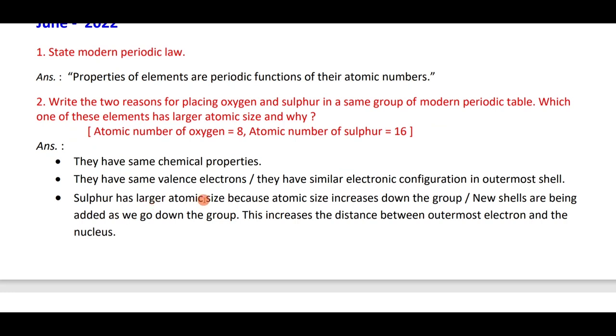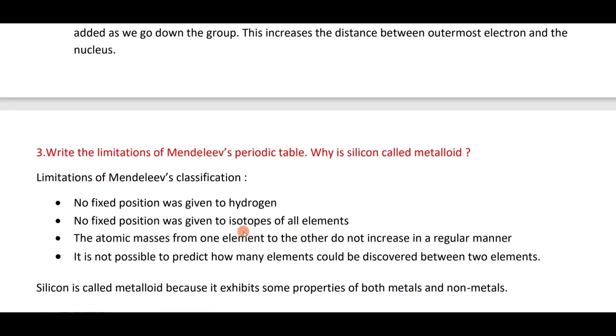Sulfur has larger atomic size because atomic size increases down the group. New shells are being added as we go down the group. This increases the distance between the outermost electron and the nucleus.